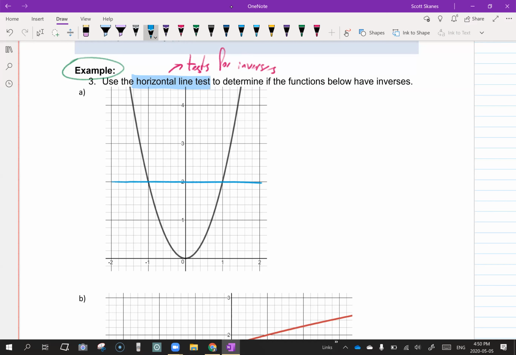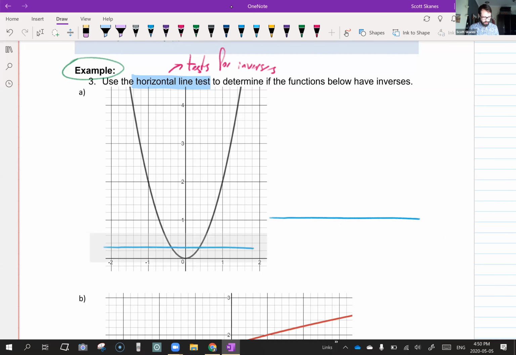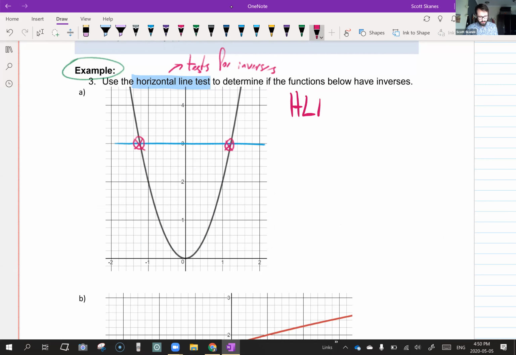First of all, I'm going to take my horizontal line test and check it. No, nope, nope, nope, nope. Touches twice, touches twice, touches twice. So that's a bad thing. It touches twice, which means, of course, it doesn't pass the horizontal line test. So the horizontal line test is not passed. So there's no inverse.